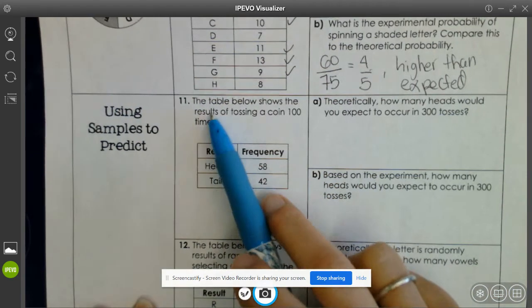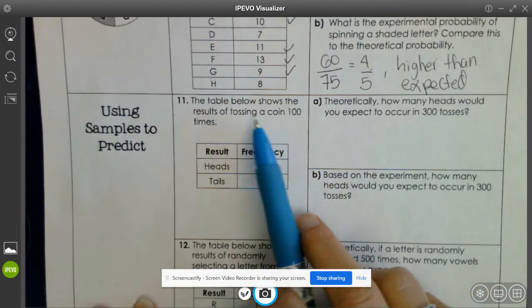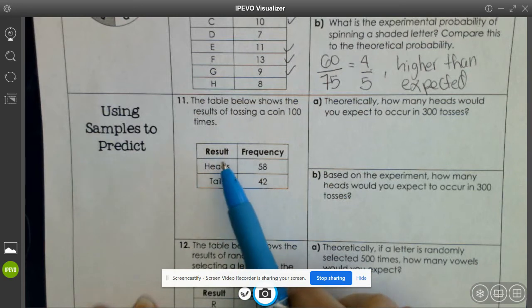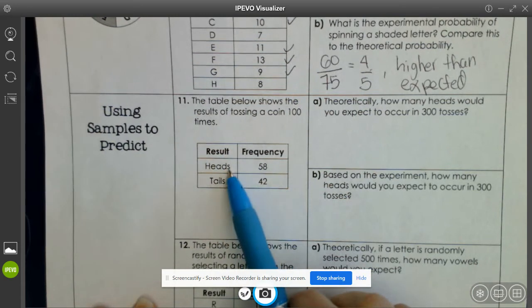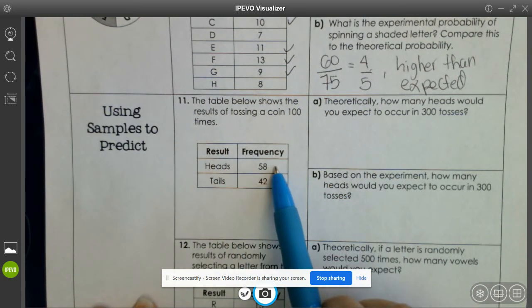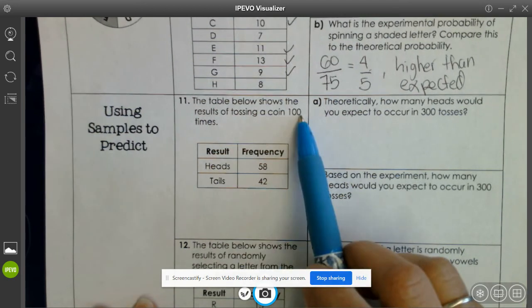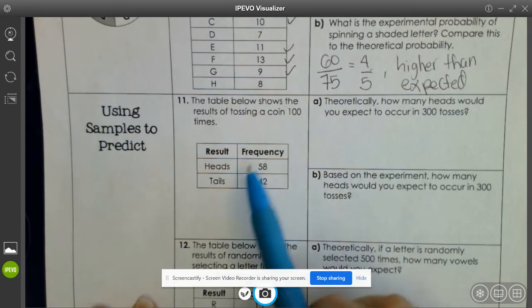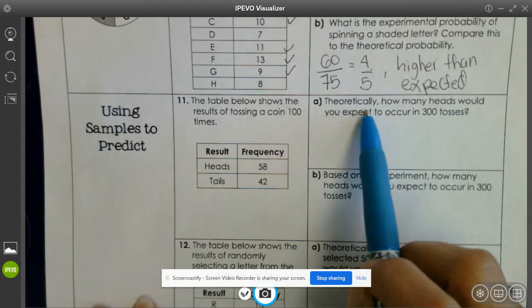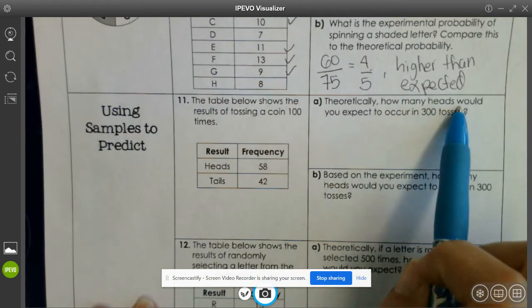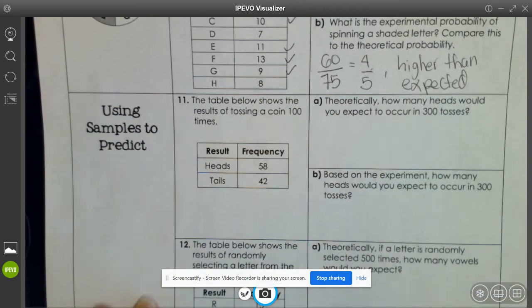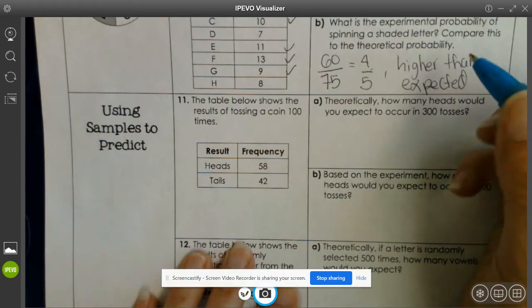probability. So the table below shows the results of tossing a coin 100 times. So if you toss a coin, the frequency was you get 58 out of those 100 times you got heads, and then 42 out of those 100 times you got tails. So theoretical, how many heads would you expect to occur in 300 tosses? Well, what's the theoretical one?